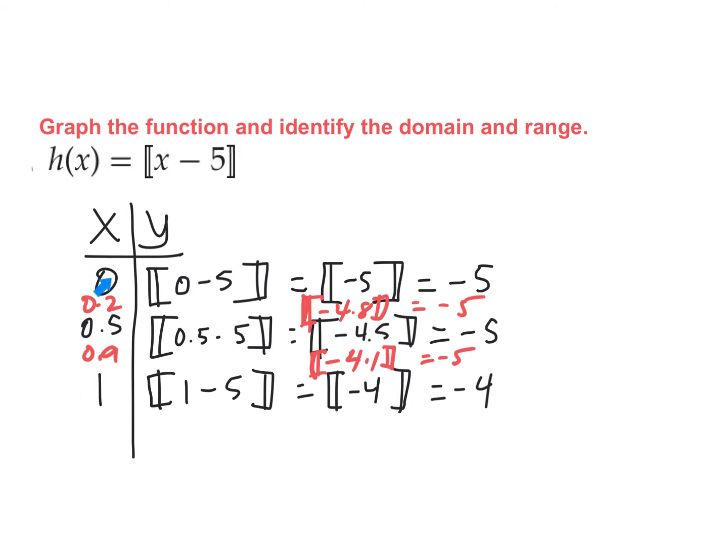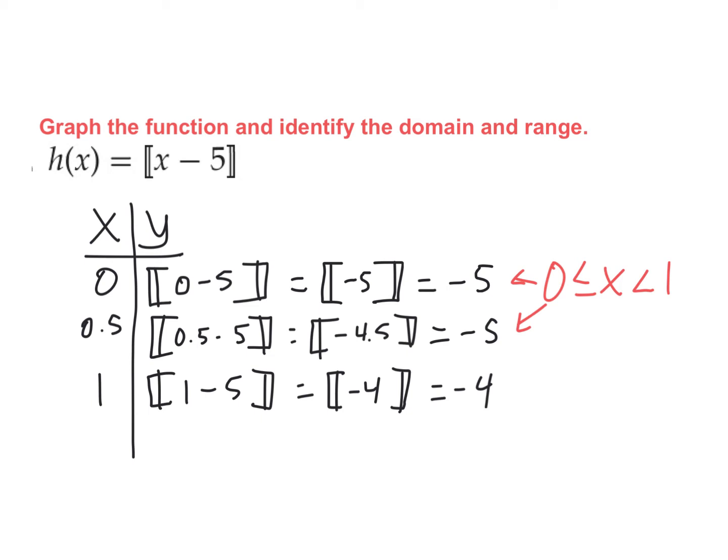Any decimal values that you put in between 0 and 1 will go to negative 5, which tells me that this step is 1 unit wide from 0 to 1. At 0, it equals negative 5. At 1, it doesn't equal negative 5 anymore. So how we write that is this way: from 0 with a closed circle, x is greater than or equal to 0, but less than 1, the y value is negative 5. For that entire length, from 0 to 1, that's how long the step is, 1 unit. And as soon as x equals 1, it jumps up to negative 4.